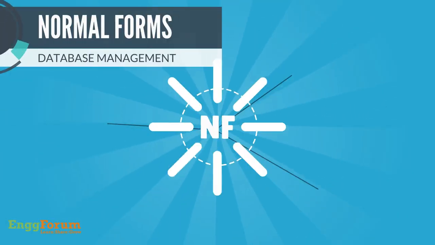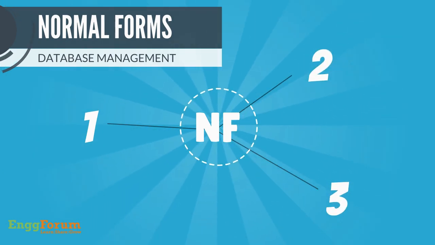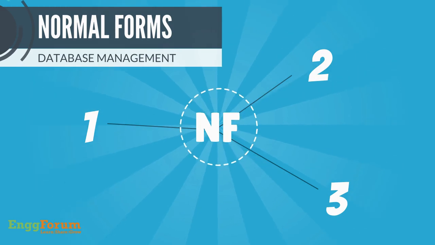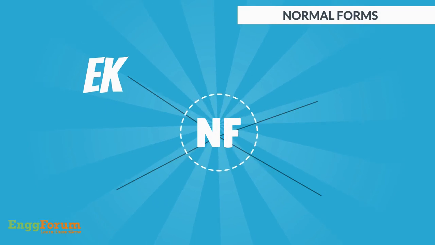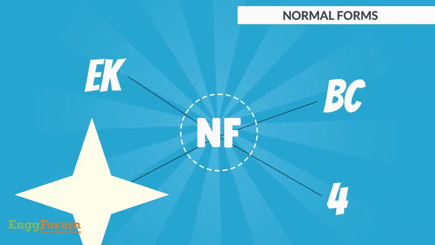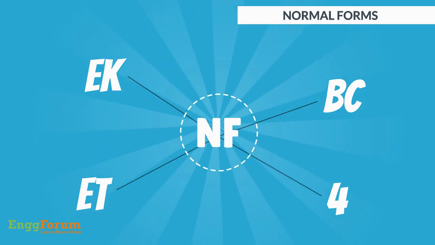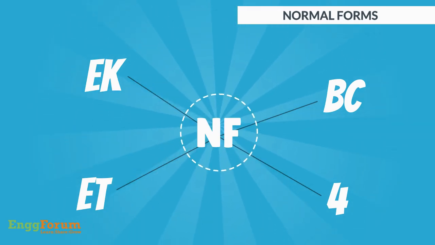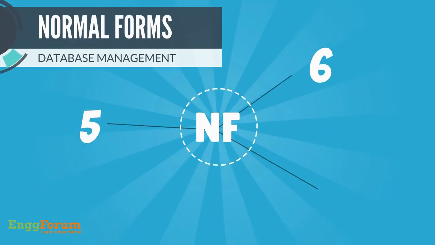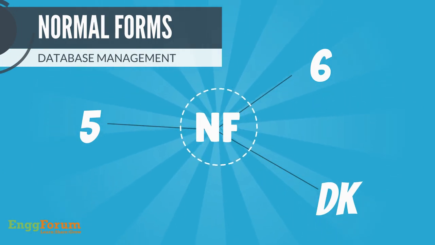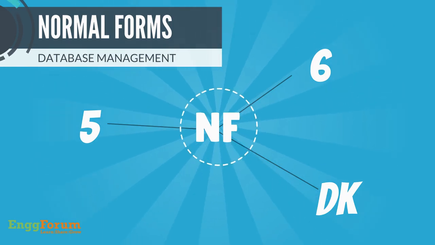Now, we have several normal forms, which include 1NF first normal form, 2NF second normal form, 3NF third normal form. Also, EKNF elementary key normal form, BCNF Boyce-Codd normal form, 4NF fourth normal form, ETNF essential tuple normal form. Further, 5NF fifth normal form, 6NF sixth normal form, and DKNF domain key normal form.